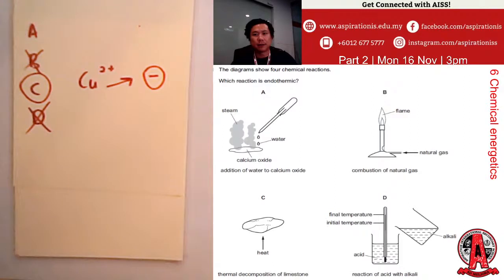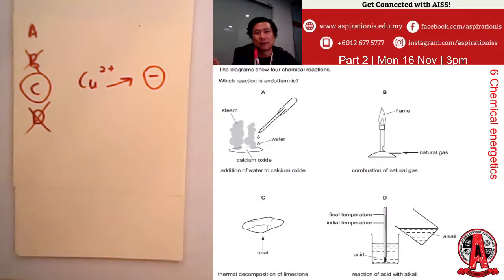Now we are moving on to chemical energetics. This one is the endothermic and exothermic reactions and their calculations. What do you think, guys? What would you say is the answer? Hi, Rohan. Yep, you are right. It is C.